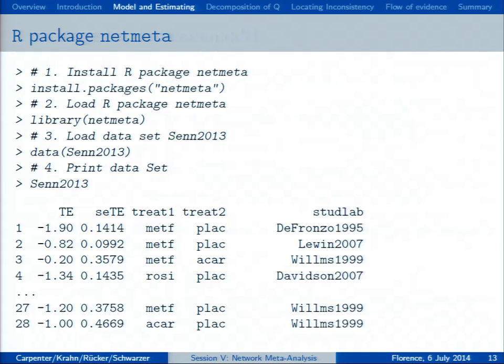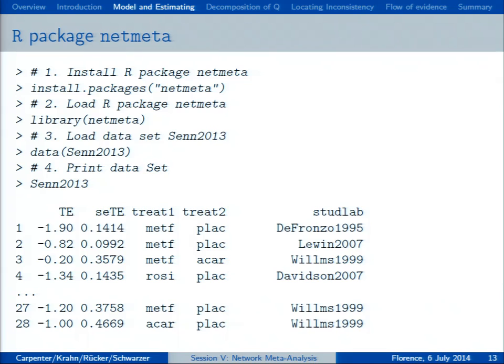Okay, this is the model, and for estimating these treatment effects, we can use the R package netmeta. Therefore, we have to install the package and to load the package, and then we can have a look on the implemented data, for example, the send data, which I have introduced before. So here we have a part of this data set.